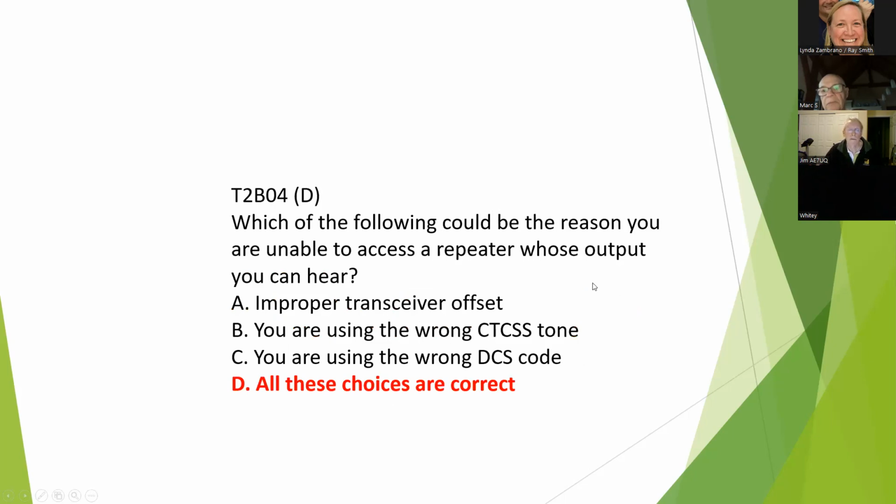Which of the following could be a reason you are unable to access a repeater whose output you can hear? Offset: do you have the right offset? We've already talked about how you need these tones to get into the repeater. If you don't have the right tone, it's not going to hear you. So all of these could be a reason why, gee, I think I'm on the right frequency, what's the problem here? And that can be frustrating when you say, I know this is the right frequency, and either there's an offset and there shouldn't be, or there isn't any offset.